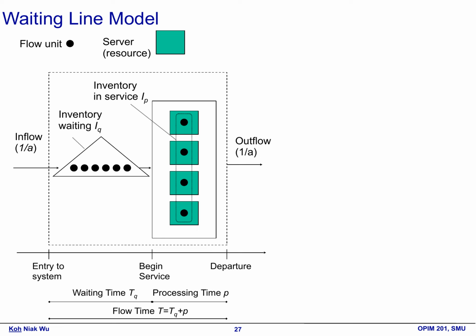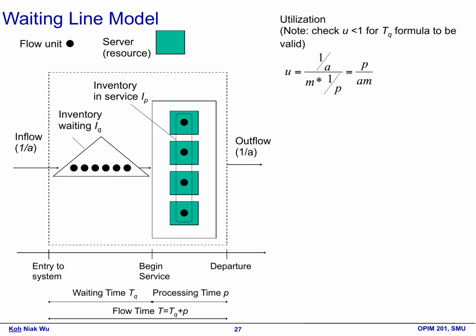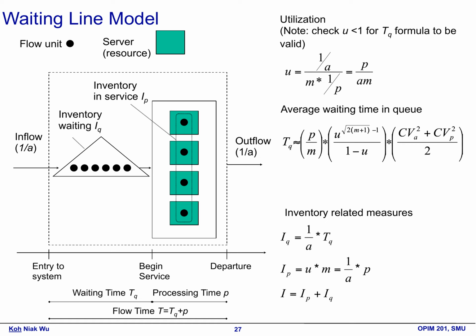3. Total flow time, T. This is the sum of both waiting and processing times. It captures the total time a flow unit spends in the system, from entry to departure. Another key concept is flow rate, which refers to how quickly items move through a system per unit time. This rate is calculated by comparing the flow rate to the system's capacity. It's important to ensure that the flow rate is less than the capacity, as this condition allows the waiting time formula to function correctly.